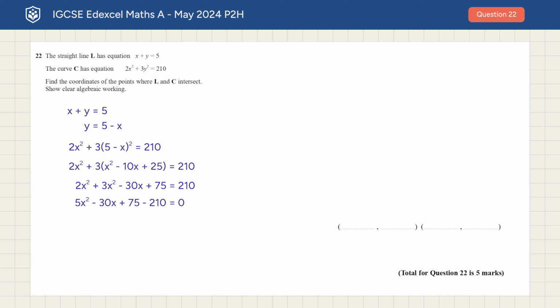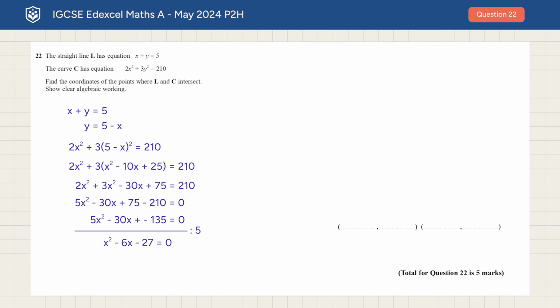To solve the quadratic, we need it to equal 0. We subtract 210 from both sides, which gives us 5x squared minus 30x minus 135 equals 0. To make the factoring easier, we can divide the entire equation by 5. This simplifies down to x squared minus 6x minus 27 equals 0.